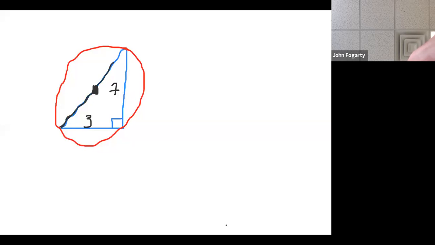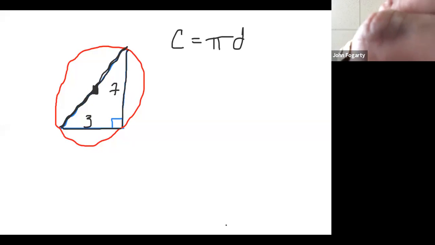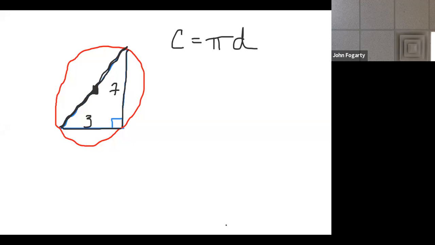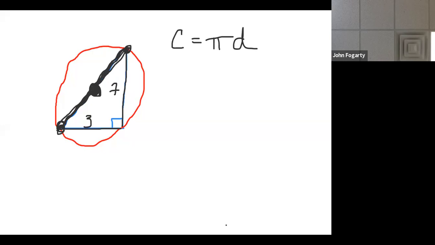Now, what do you need to know in order to find the circumference? Diameter. What do you know about the hypotenuse of that triangle? What is it? What do you call a chord that goes through the center of a circle? Diameter. Yeah. How do you find the length of that diameter?